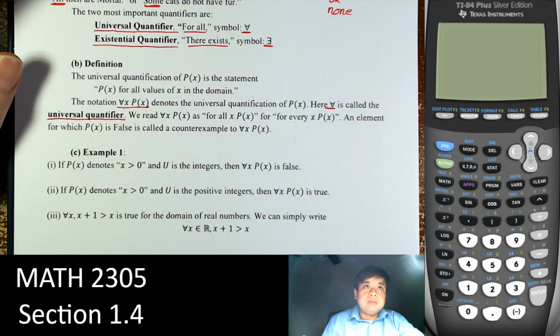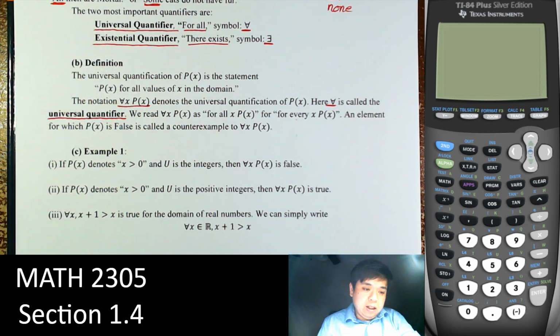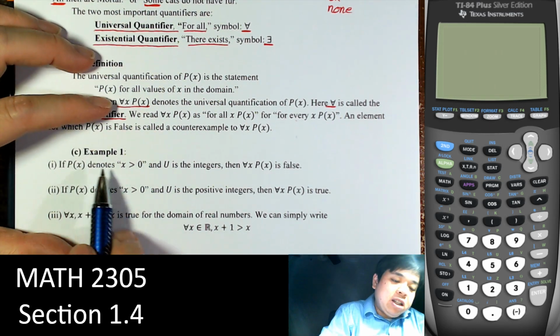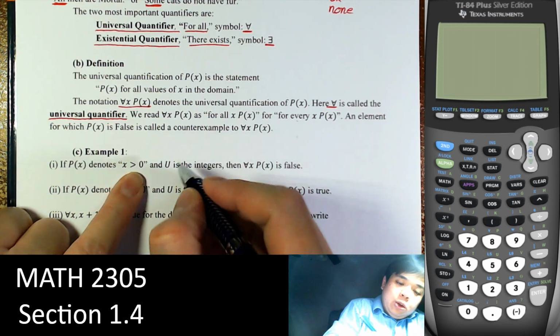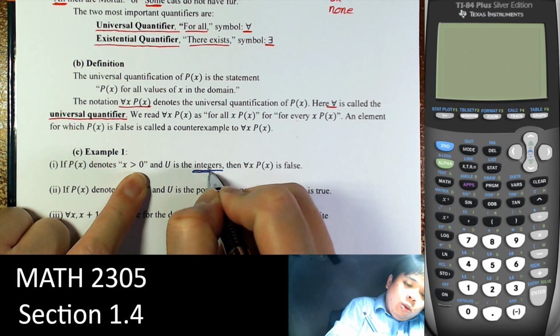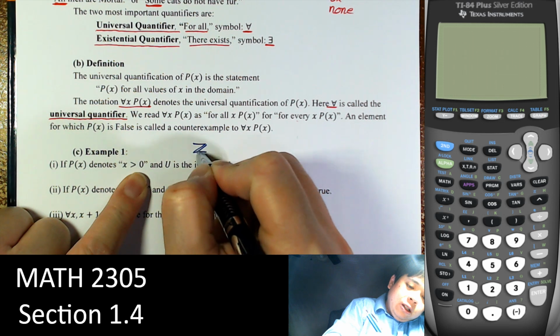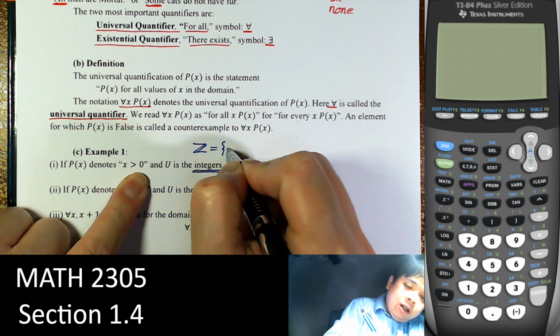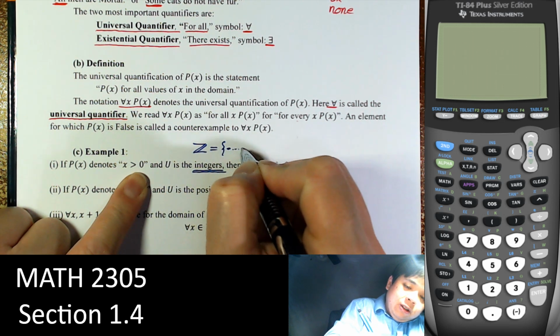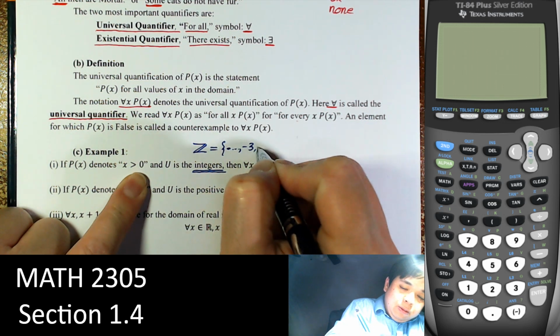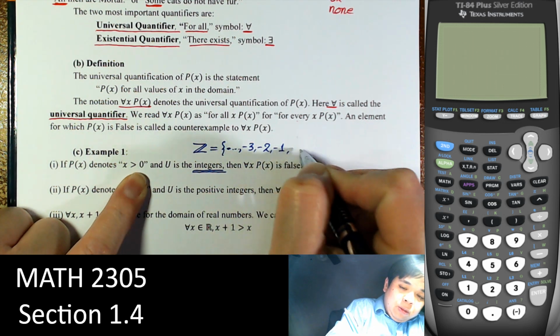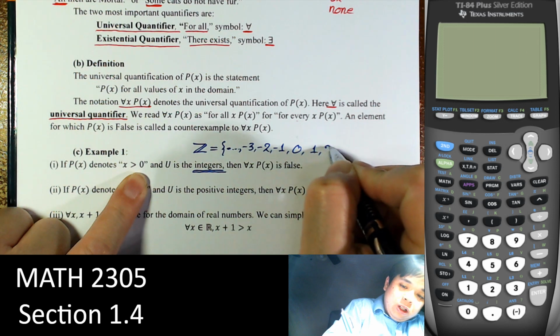So let's look at some examples. If P of x denotes x greater than 0 and U is the set of integers, once again the integers are the set of all the negatives, zero, and all the positives.